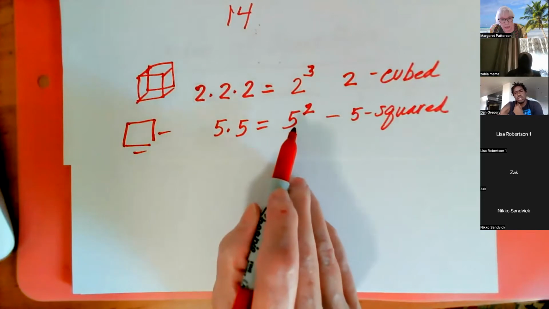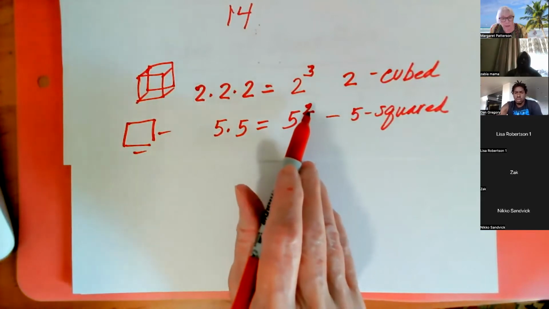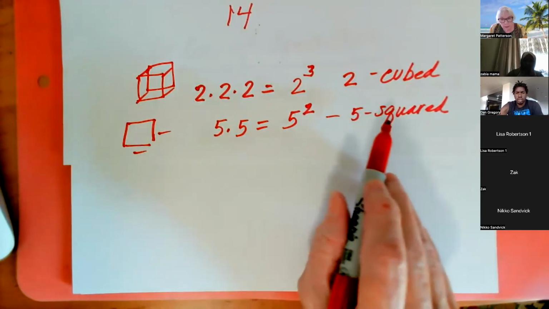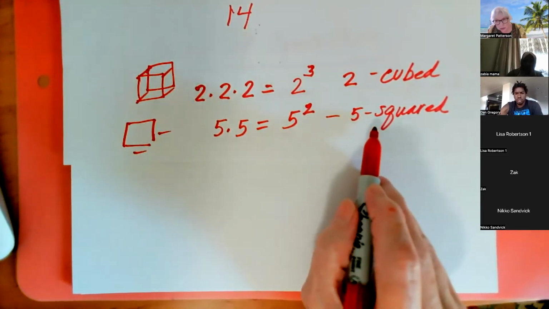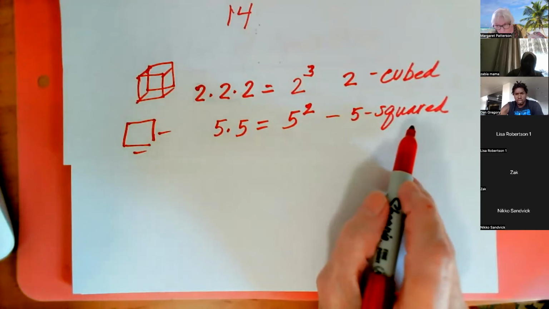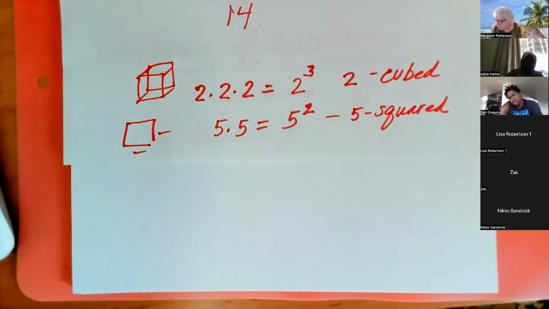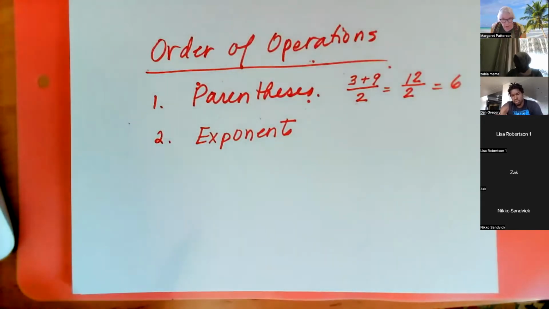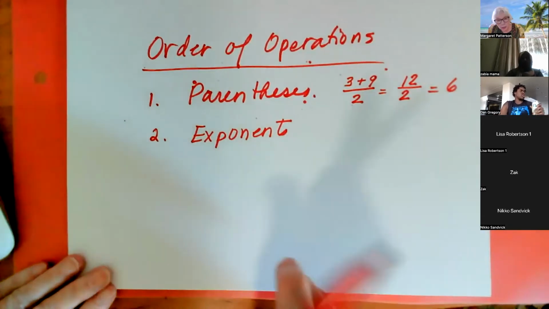This one here, 5 to the second power. Again, you could say 5 to the second power. Nobody's going to stop you. But a lot of people start to say 5 squared. Okay? So we get used to the nicknames of this. So exponents are second.